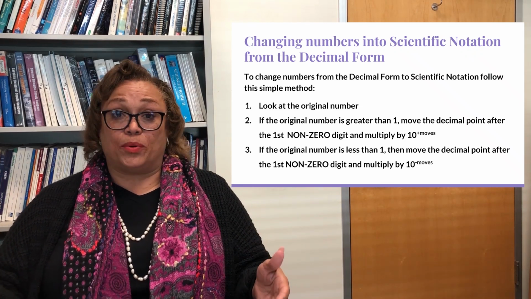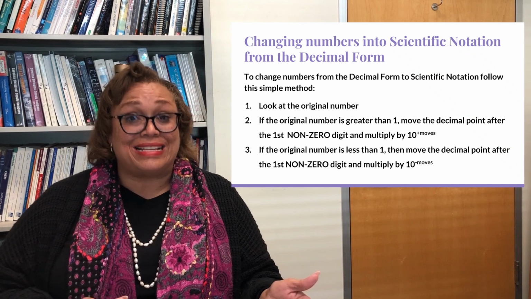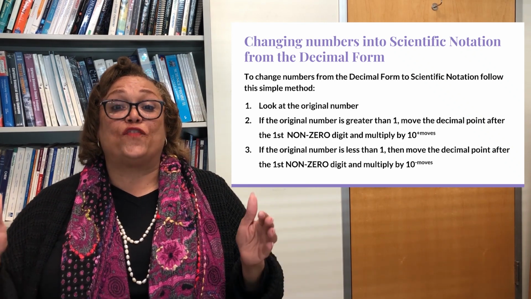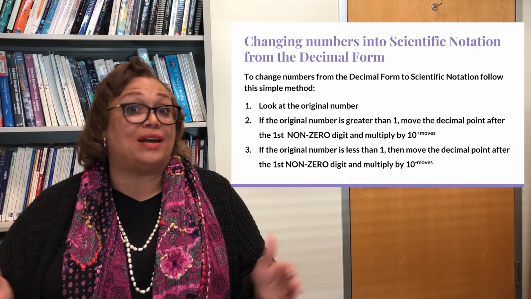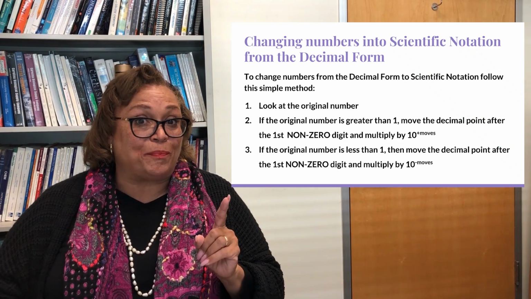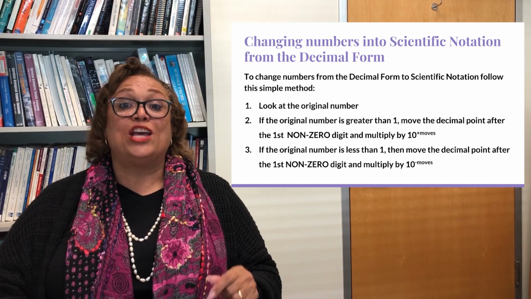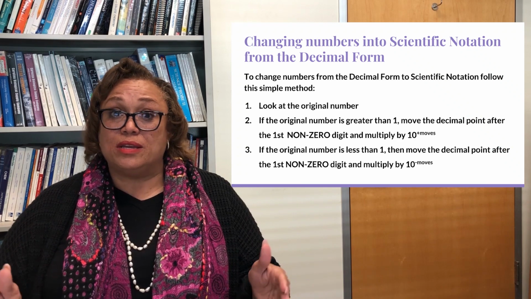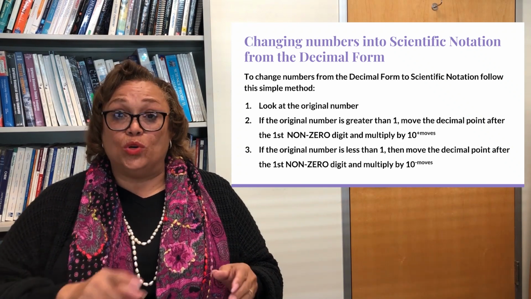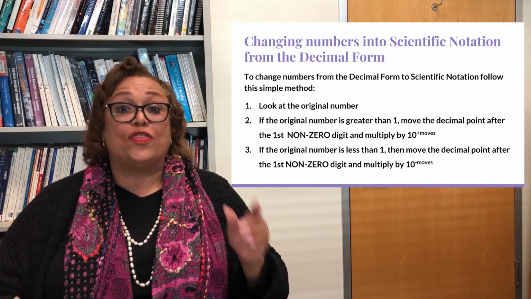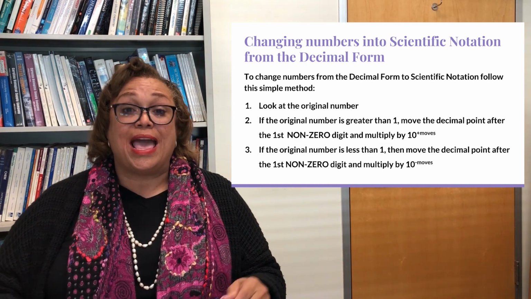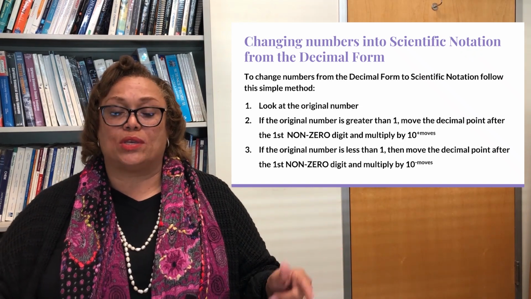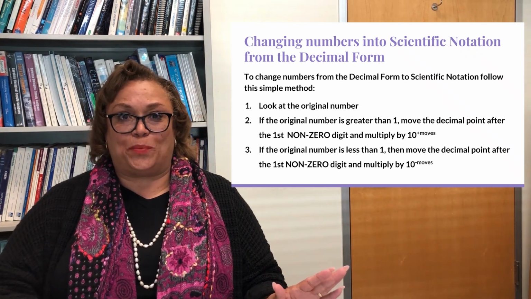If the original number is less than 1, then you move that decimal point behind the first non-zero digit again, but this time you multiply by 10 to the negative moves. You get that? If it's small, a number less than 1, move the decimal point after the first non-zero digit and multiply it by 10 to the what? Minus moves. All right, okay, so let's try an example. You ready?